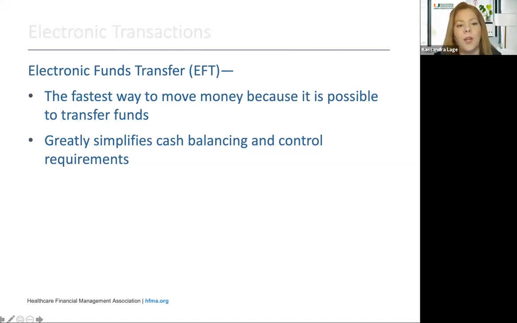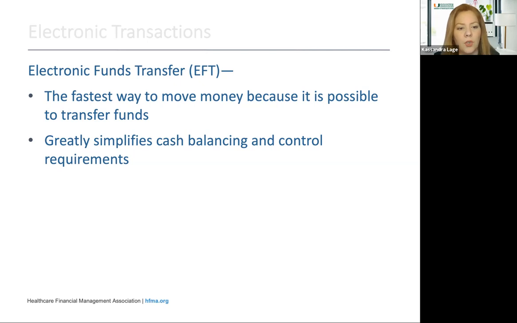This is the electronic transfer of funds, or EFT, from payer to payee through the banking system. It is considered the fastest way to move money because it is possible to transfer funds between banks on the same day. This is a network of money movement available to banks through the Federal Reserve System.